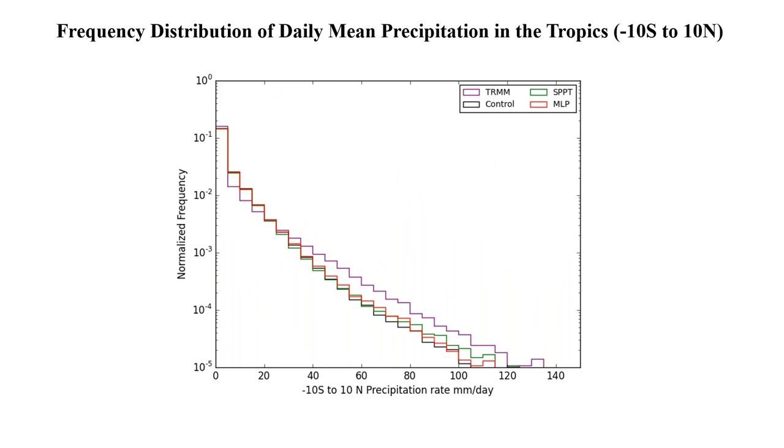Similarly, with the frequency distribution of daily mean precipitation in the tropics, you can see that at medium intensity of precipitation, MLP is actually better than SPPT. At the heavy precipitation end, MLP is not as good as SPPT. But we have not done any further tuning yet. The bottom line is you can make MLP perform as well as SPPT.